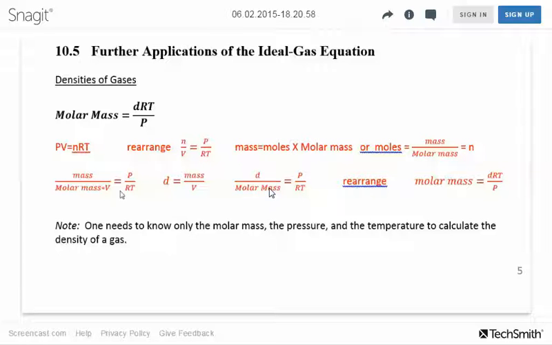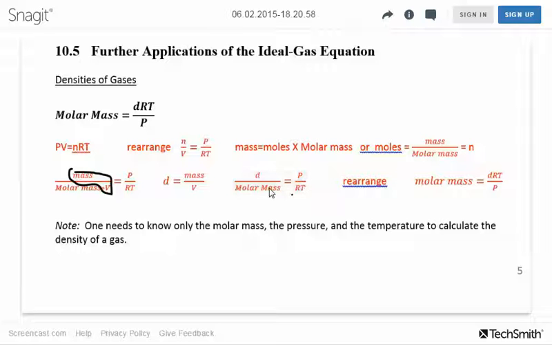So I rewrote that equation over here. Instead of n over V, now I have mass over molar mass, that's what my n is. I still have V on the bottom, and that equals P over RT. Now we know density is mass over volume, and I have that right here. That's the same thing as density, so I'm going to put density over there. Now I have density over molar mass is equal to P over RT.